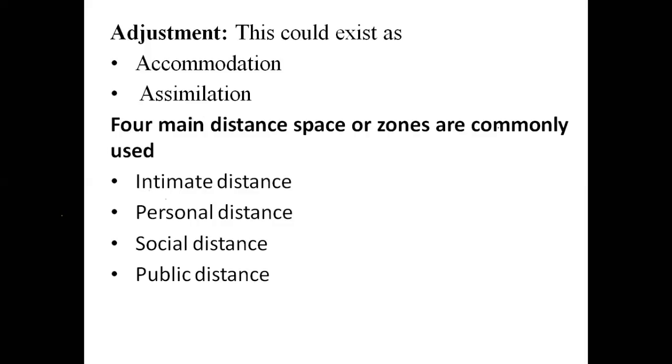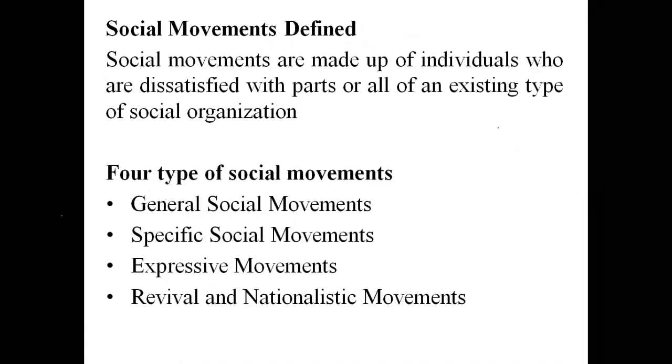So moving on, I want to quickly look at the main distances or zones that are commonly used in social interaction. We have four of them. We have the intimate distance, the personal distance, the social distance, and the public distance. The one we are all familiar with presently, during this corona pandemic, is social distancing. So it's just under social interaction.